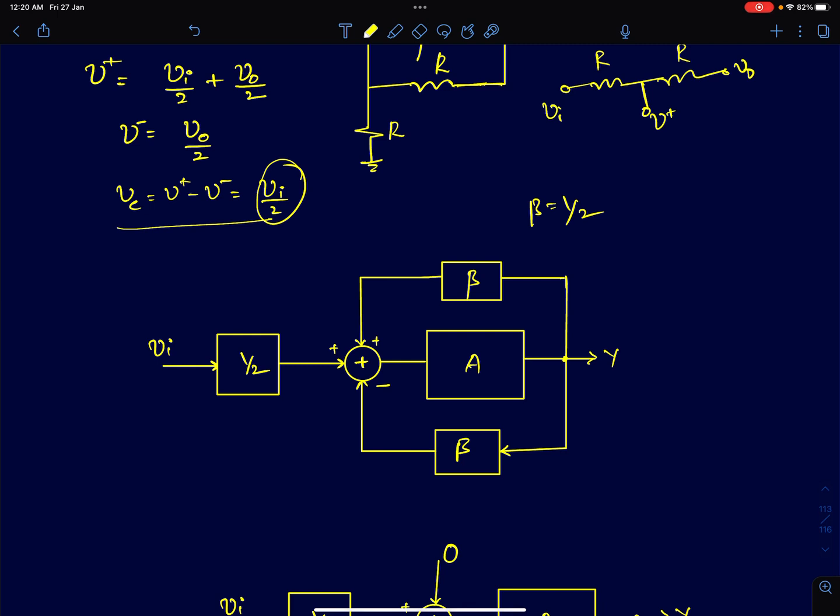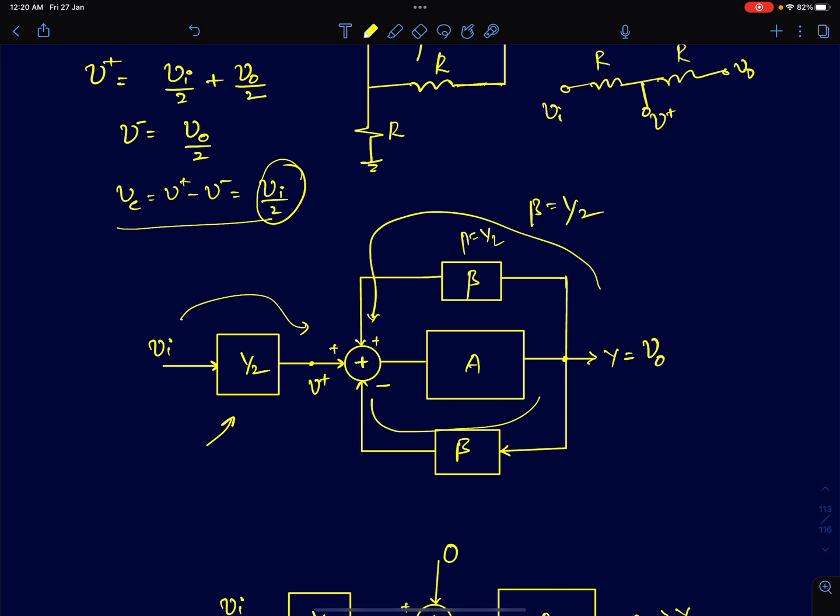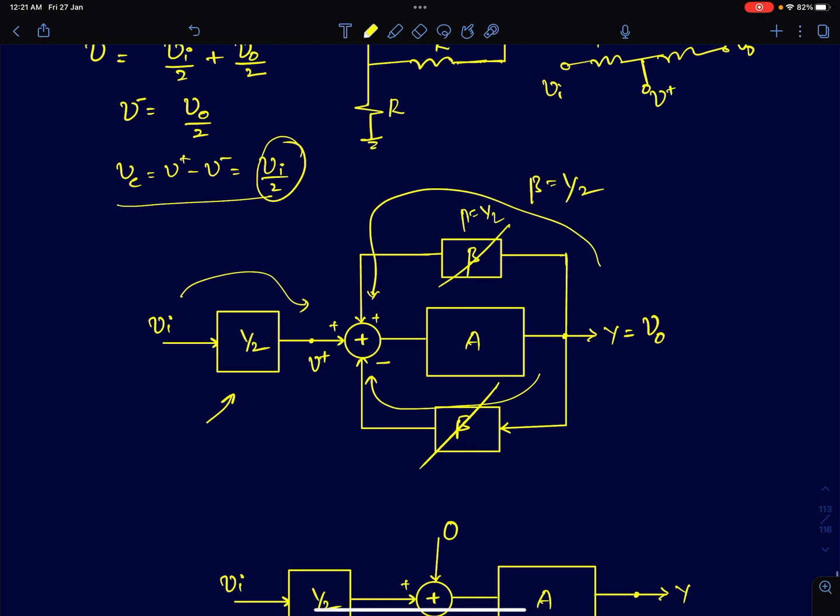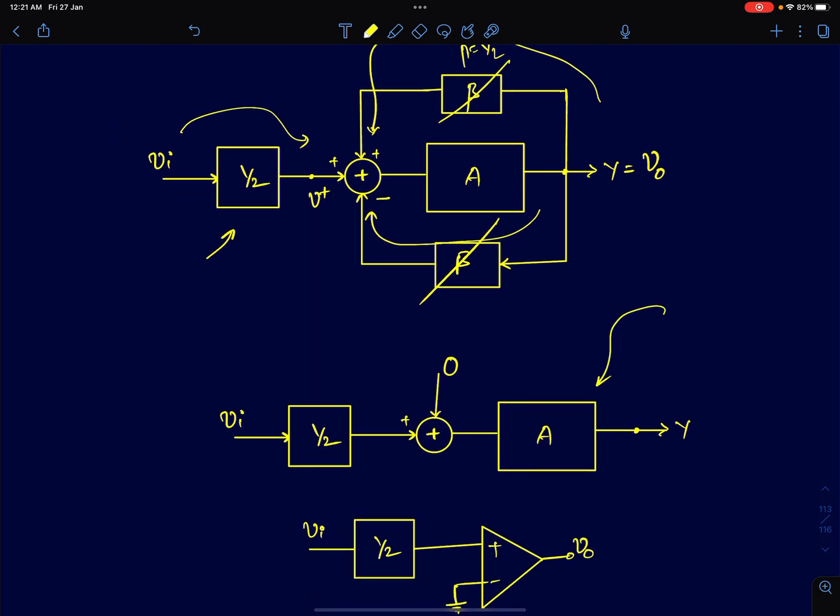So I've shown from the input to the positive terminal V plus, the gain is half. Then from the output here, Y equals V0, beta here is half. So you get V0/2 and minus V0/2 on the negative terminal. Okay, so when you add all these, what happens here is the negative and positive feedback paths cancel out. You are left with a system that looks like this. So this 0 here simply represents that both the negative and positive feedback path voltages have cancelled out.